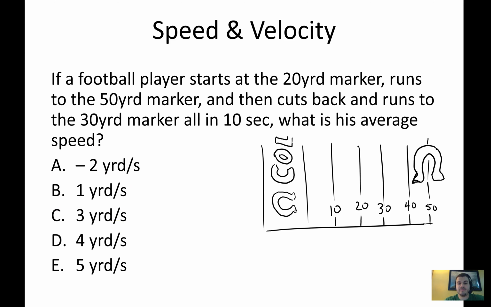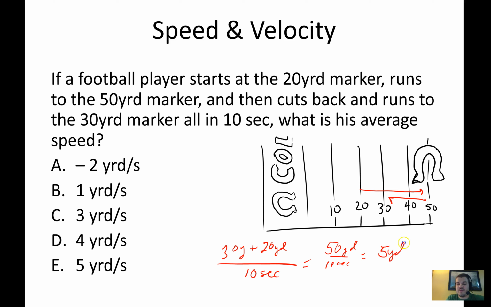Would be speed. In this case now, in going from 20 to 50 and then 50 back to 30, the total distance is the 30 yards plus the 20 yards. Not worried about direction, and that all took 10 seconds. So for speed, instead of being 1 yard per second, now we have 50 yards in 10 seconds. And so this time the average speed was 5 yards per 1 second. Totally different from the average velocity.